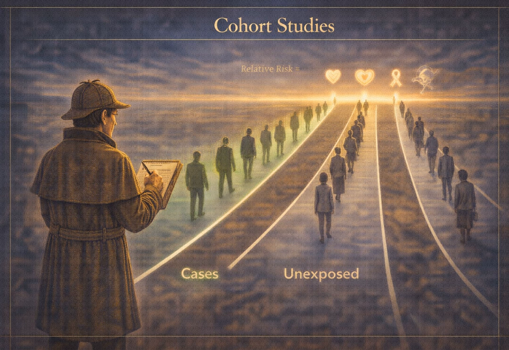Cohort studies begin with exposure classification. They allow direct calculation of incidence and relative risk, establish temporal relationship between exposure and outcome, are useful for studying multiple outcomes, and are particularly suited for rare exposures. Loss to follow-up threatens validity. Prospective and retrospective designs differ in cost and control. Strong observational evidence for causality.